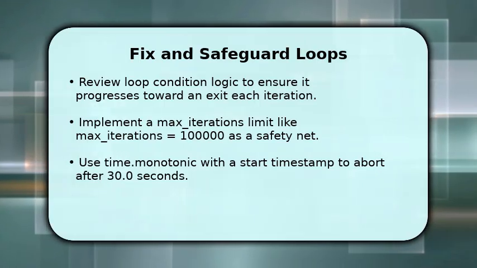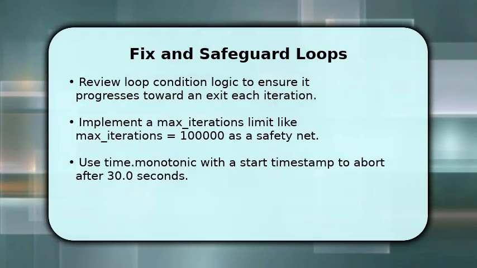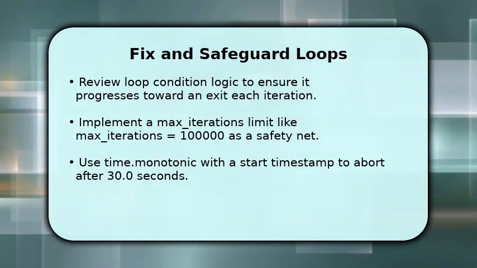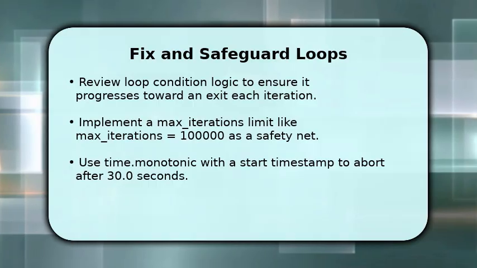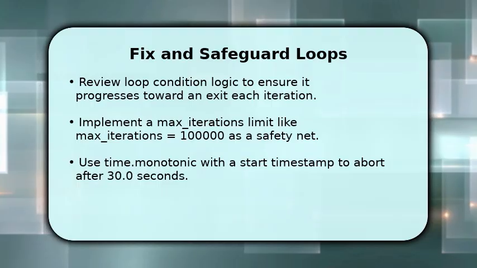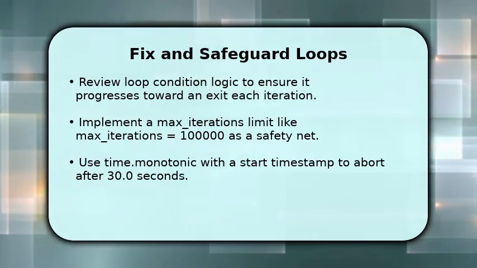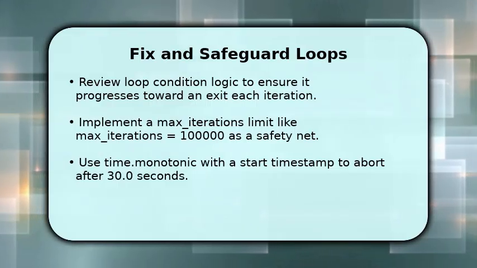Prefer for loops with finite iterables when possible to guarantee termination. Add an explicit break when a success or terminal case occurs inside loops. Implement a max iterations limit, like max iterations equals 100,000, as a safety net. Use time.monotonic with a start timestamp to abort after 0 seconds.